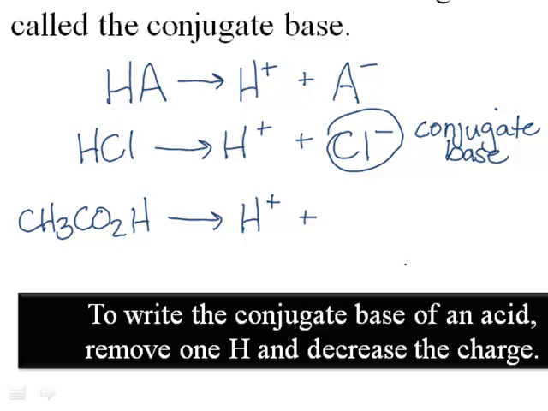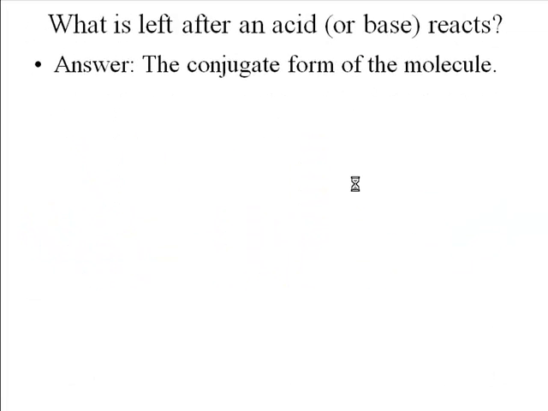To write the chemical formula, I simply remove hydrogen and adjust or decrease the charge. So after removing hydrogen from the formula, I have CH3CO2 because I just removed that one hydrogen from the end, and I have to adjust the charge. Since it started neutral, I'll make it negative. Acids donate hydrogen, leaving behind the conjugate base, and the opposite can be said for bases.